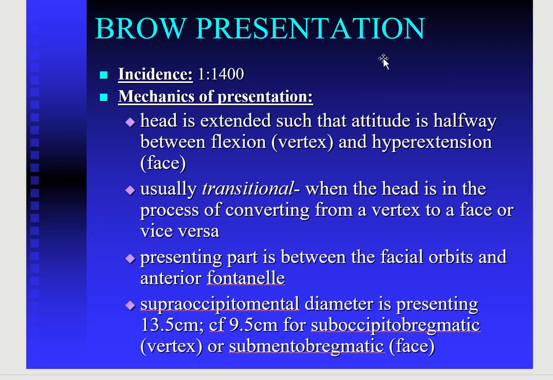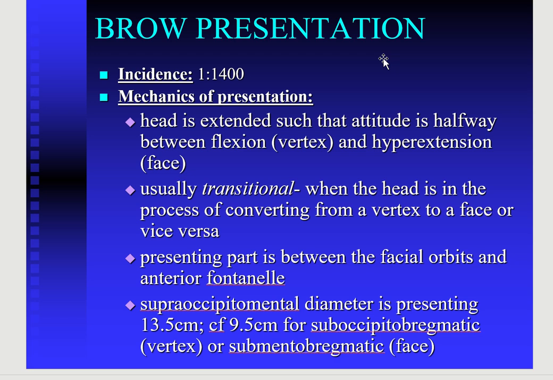The other malpresentation is the brow presentation. It is seen in 1 in 1400 cases of the normal labors. In the brow presentation, the head is extended so that the attitude of the head is halfway between the flexion and the hyperextension. And this presentation is usually transitional when the head is in the process of converting from a vertex to a face, or vice versa.